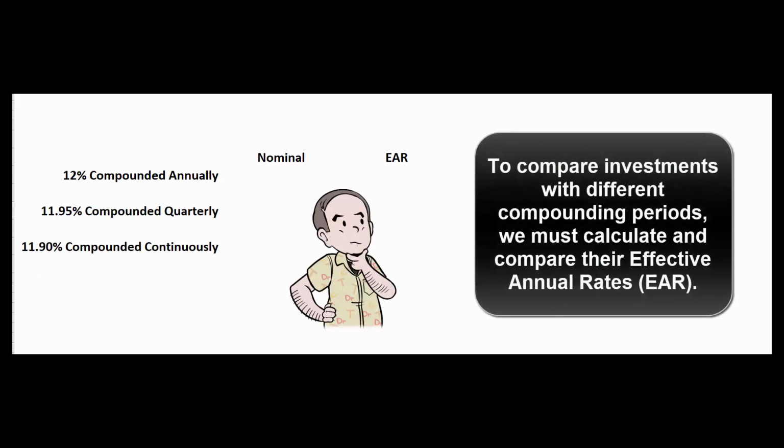Let's say we have 3 different potential investments with exactly the same risk. One promises a 12% return compounded annually. One promises 11.9% return but compounded quarterly. And the third offers 11.9 but compounded continuously. Well, to compare those and to figure out which investment we want to make, we'll have to figure out what the effective annual rate is.